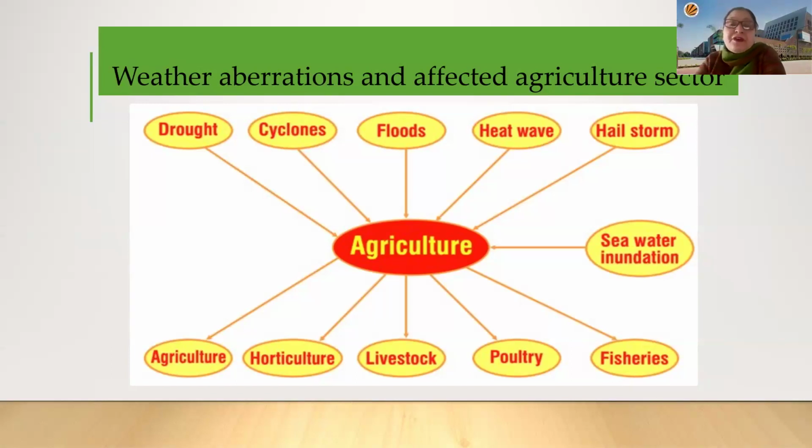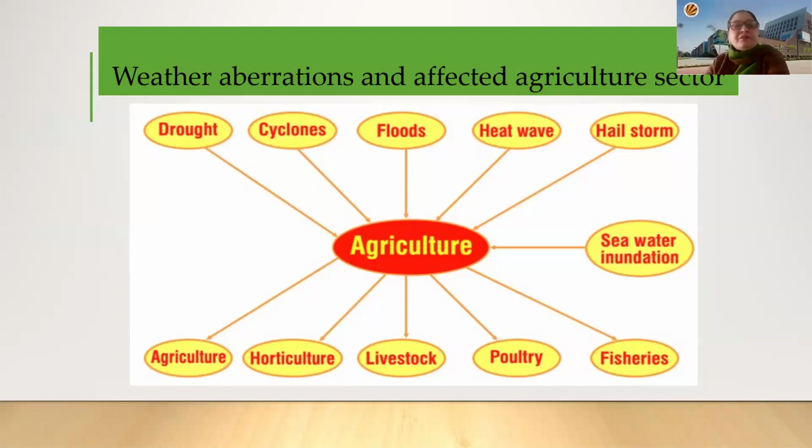And then poultry or fisheries also. In some parts of India, fishery is very prevalent. The farmers are working on fish rearing, fish cultivation, etc. So in this case, this area is affected too much by the extreme weather conditions. Among these extreme weather conditions are drought, cyclones, floods, heat waves, hailstorm, and sea water inundation. So these all are affecting our agriculture or different components of agriculture.